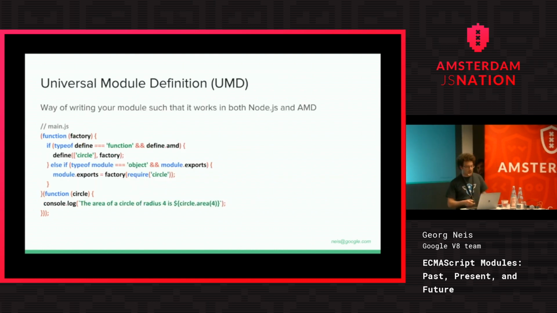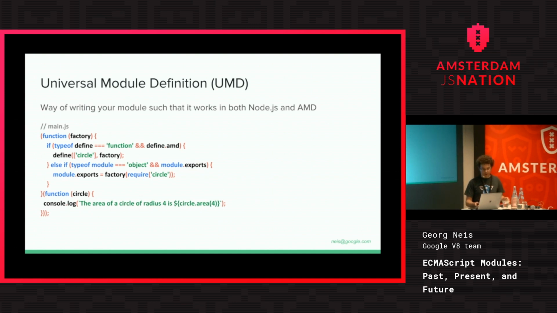Then there's something you may have heard of called Universal Module Definition, UMD. This sounds very profound, but it's really just a clever way of writing your code such that it is compatible both with the CommonJS world and the AMD world. So you can see there's some conditional here that checks what environment you are in, and then depending on which one it is, you do different things. So these maybe are the most common approaches that people know, but those are all external to the language, right?